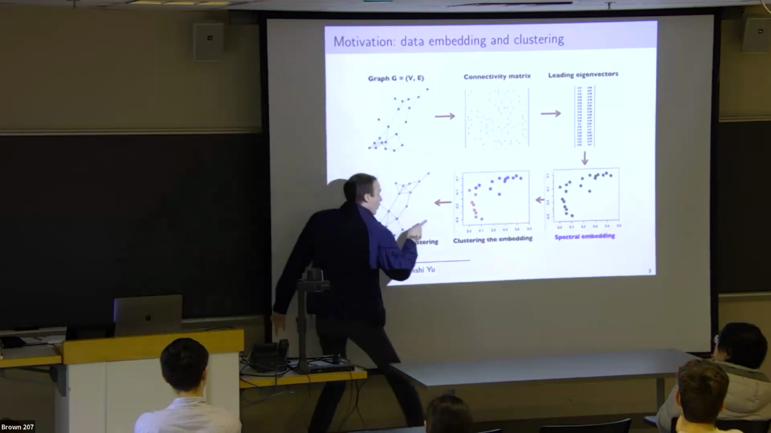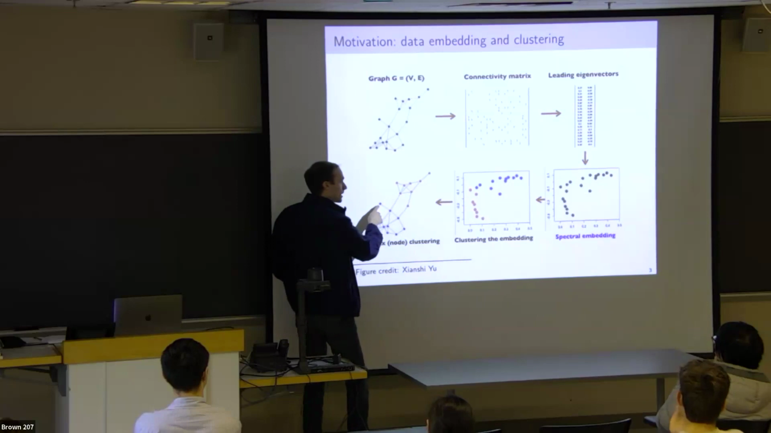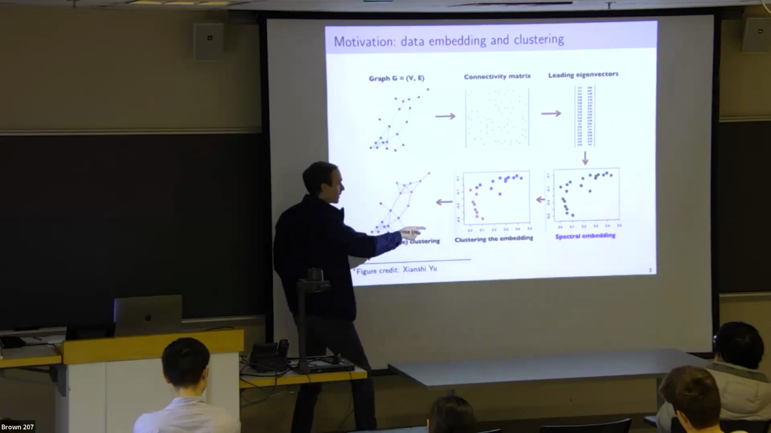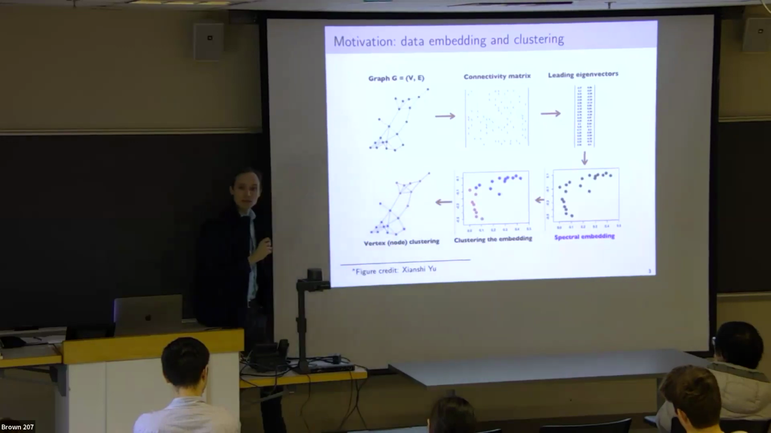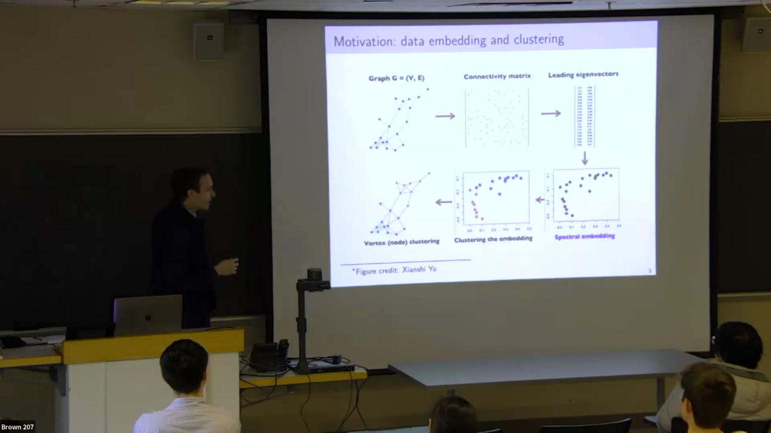And now if I want to go all the way back to the original graph, I can color the nodes in the graph by the corresponding color that their embedding vector gets in Euclidean space. So this is an example of dimensionality reduction for matrix data.